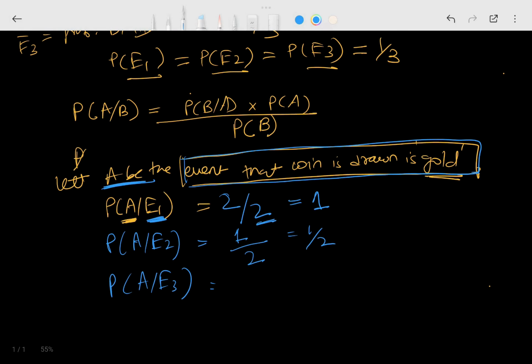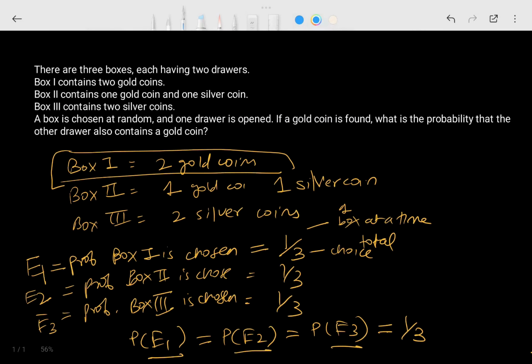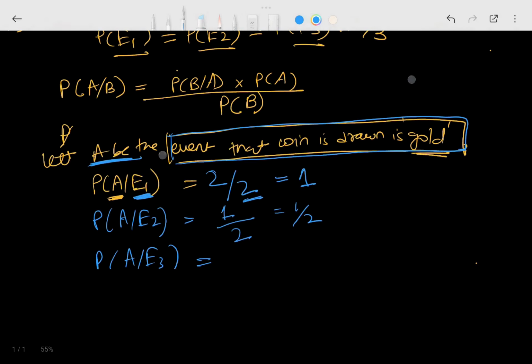And finally, what if the gold coin was picked from the third box? Well, let's go back to the question. How many coins does the third box have? 2 coins. Does it have a gold coin? No, it only has silver coins. So the total number of coins is 2. However, how many gold coins are there? 0. So it is impossible that the coin might have been picked from box 3, because there are absolutely no gold coins in box 3. So the probability here is 0. Well, you have gotten that.